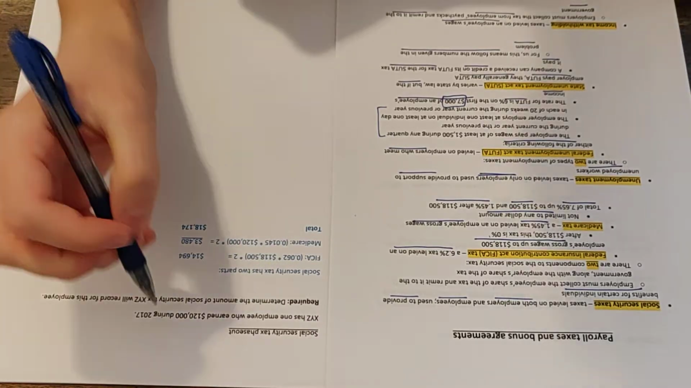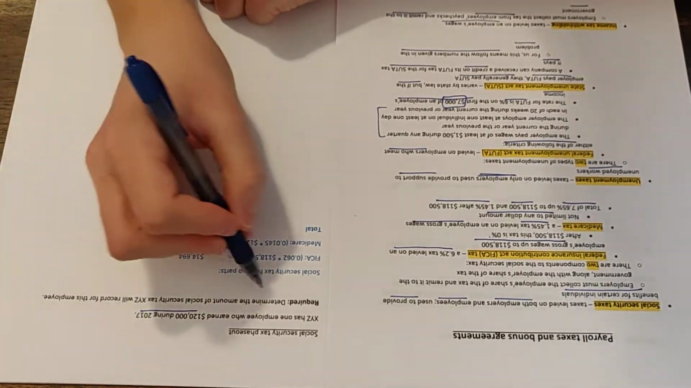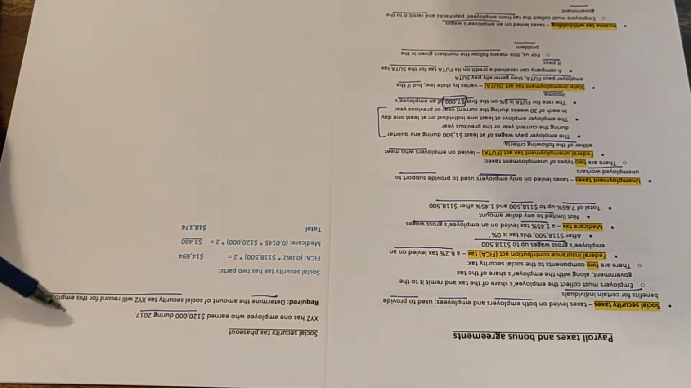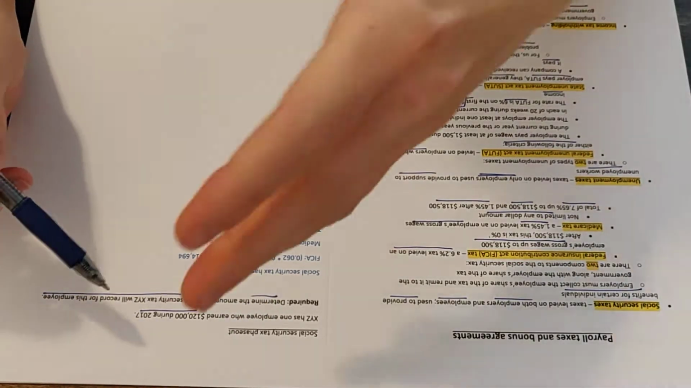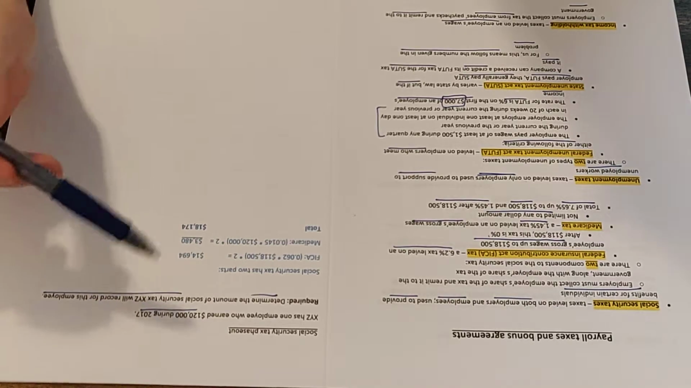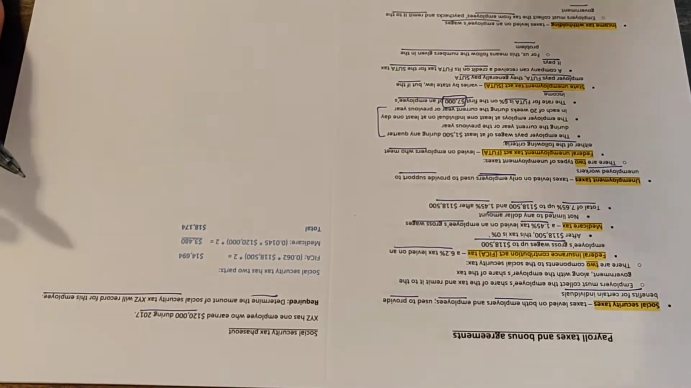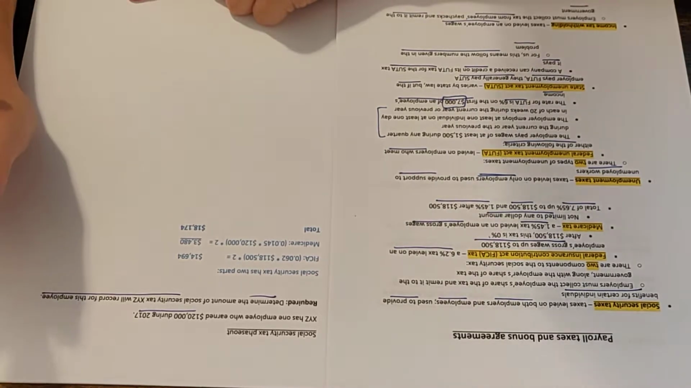XYZ has one employee who earned $120,000 during 2017. Determine the amount of Social Security tax XYZ will record for this employee. Again, what I mean by phase out is that they're not going to pay the full amount, right? Because, again, FICA tax only goes up to $118,500, right?